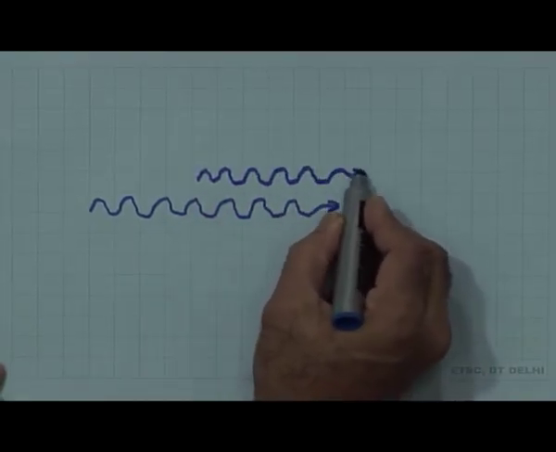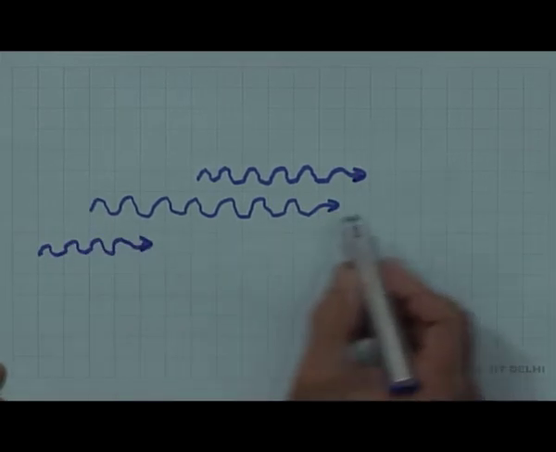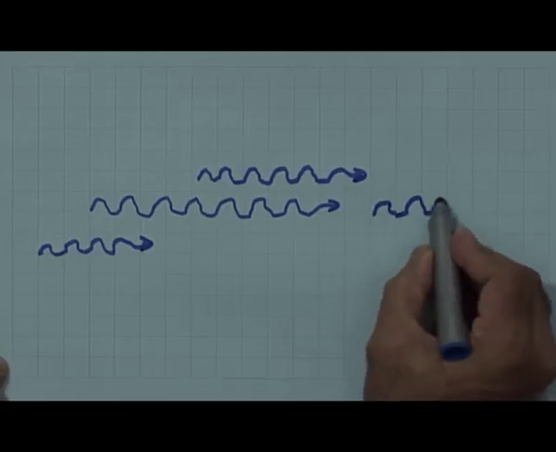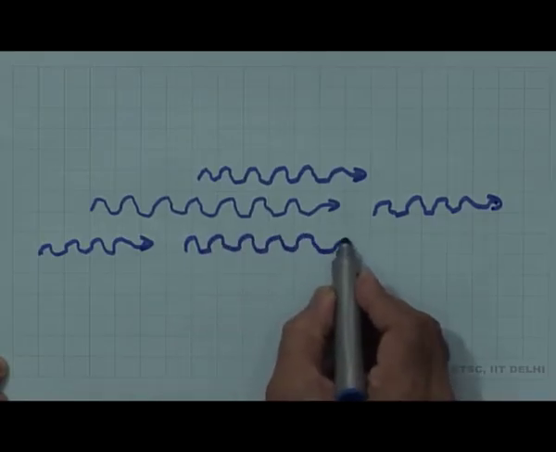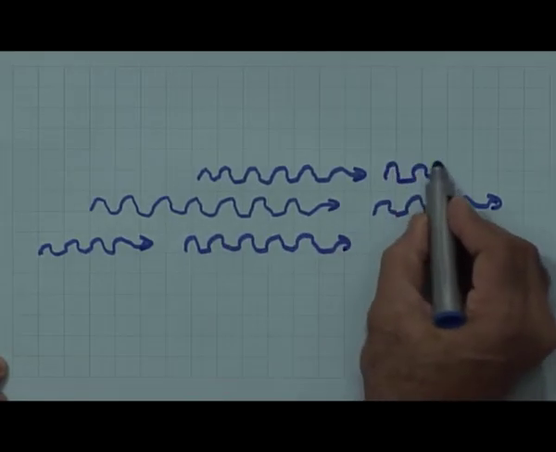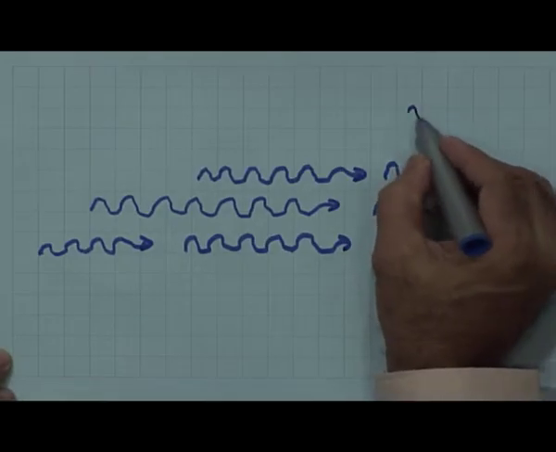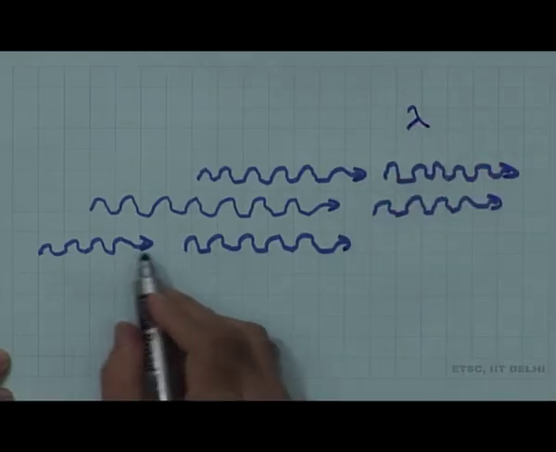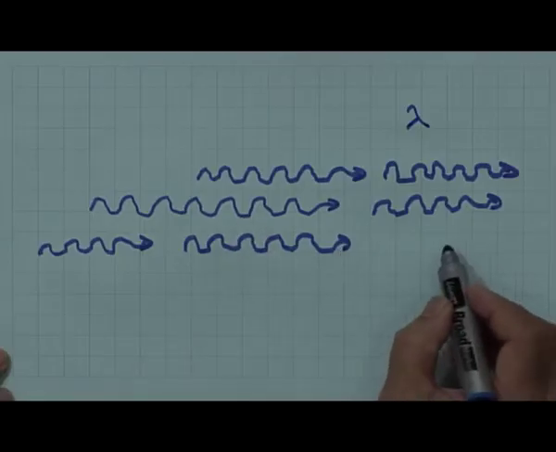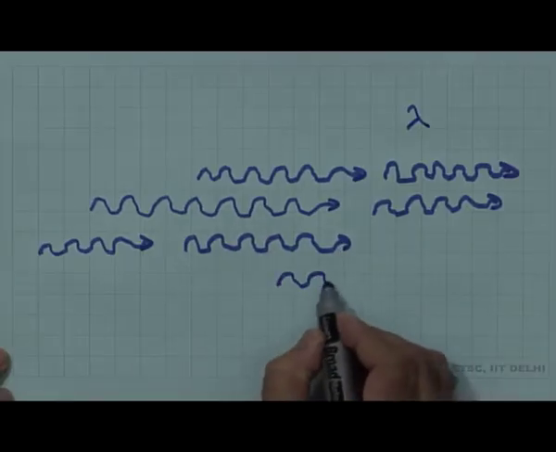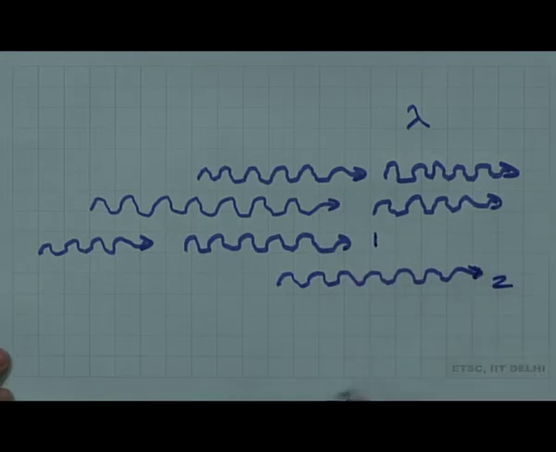All of them are of the same wavelength, but they are emitted at different times. These are the different waves which are travelling, individual waves corresponding to a photon. All of them are of the same wavelength lambda, but they are discontinuous. If I look at any two waves, let me consider two waves 1 and 2.